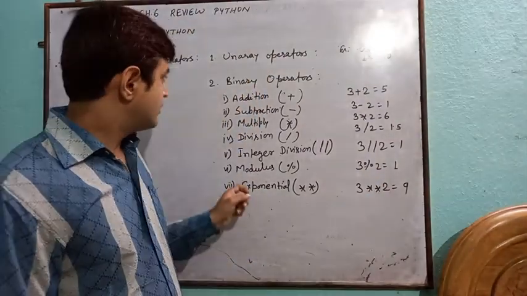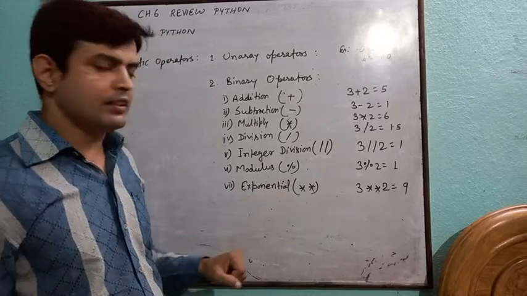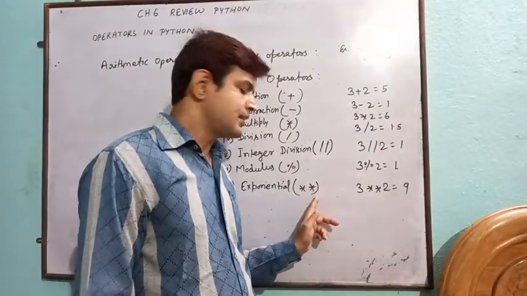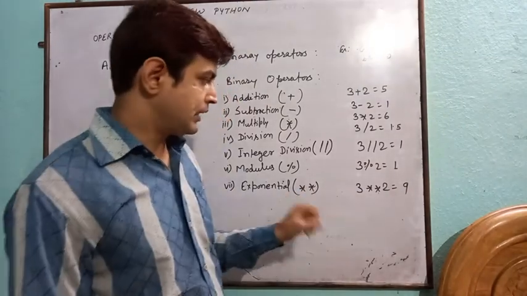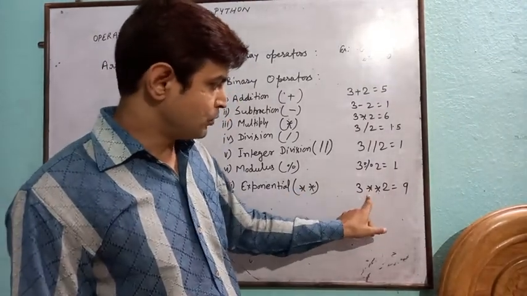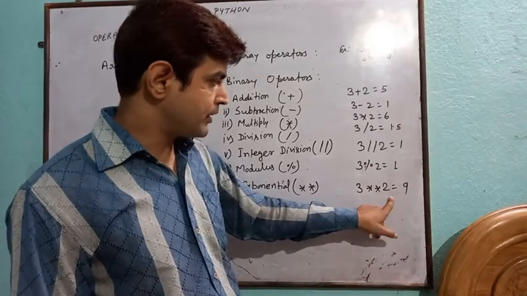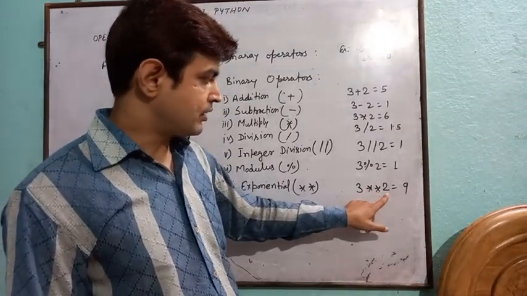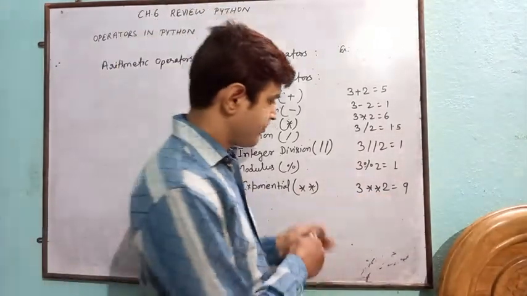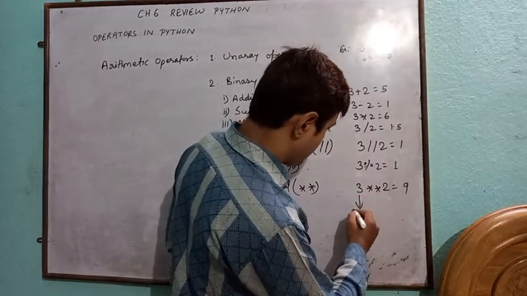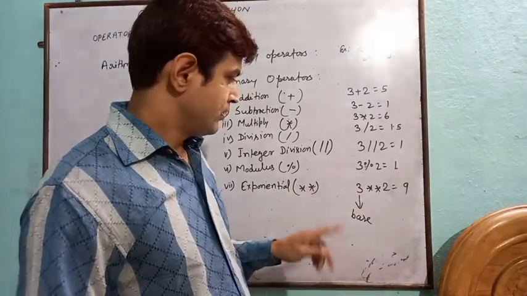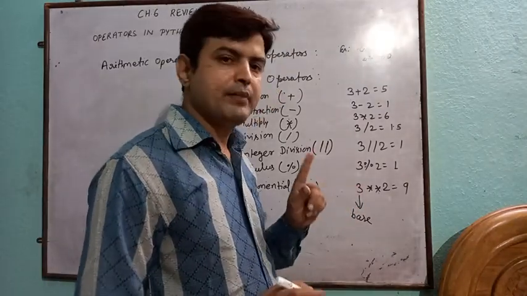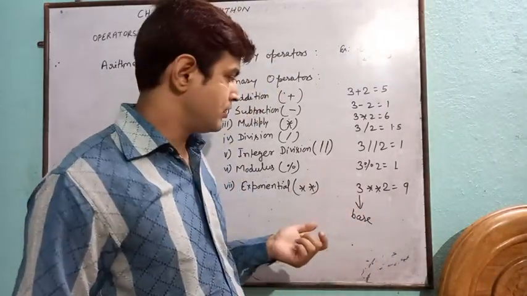The last arithmetic operator is the exponential. Double asterisk, that is the double star sign, is used as the exponential operator. For example, find the value of the expression 3 star star 2. In this case, we have 3 as the base. You all would have studied in mathematics the power, exponentiation.